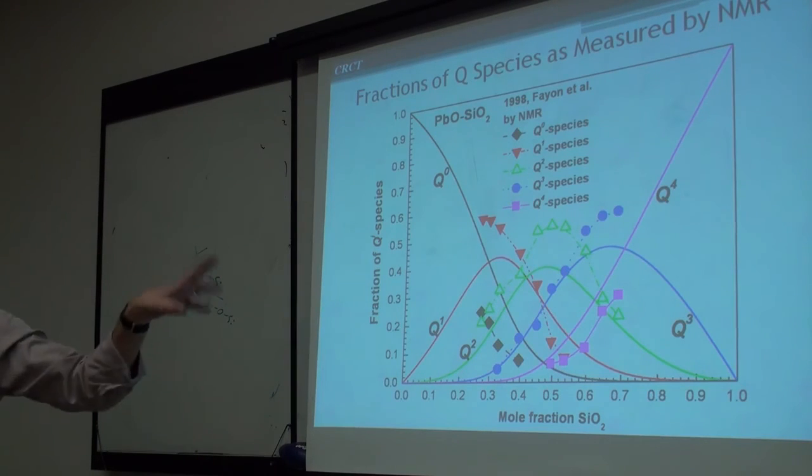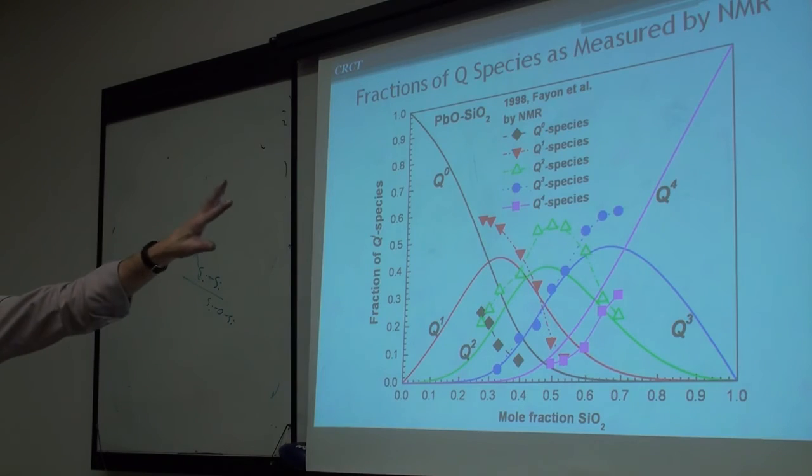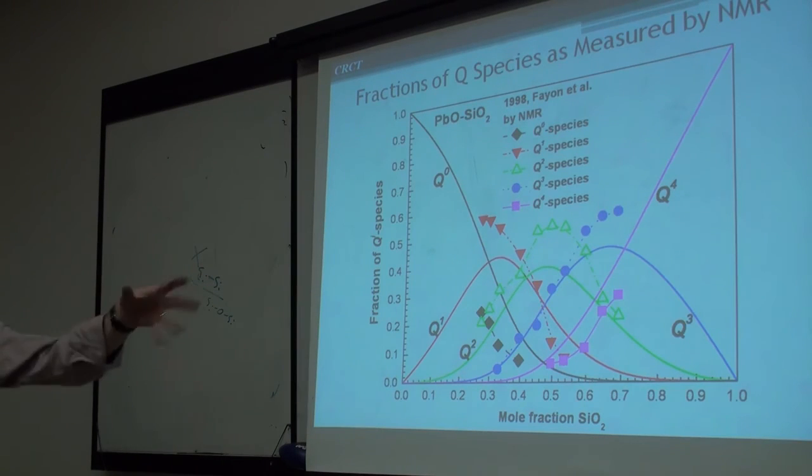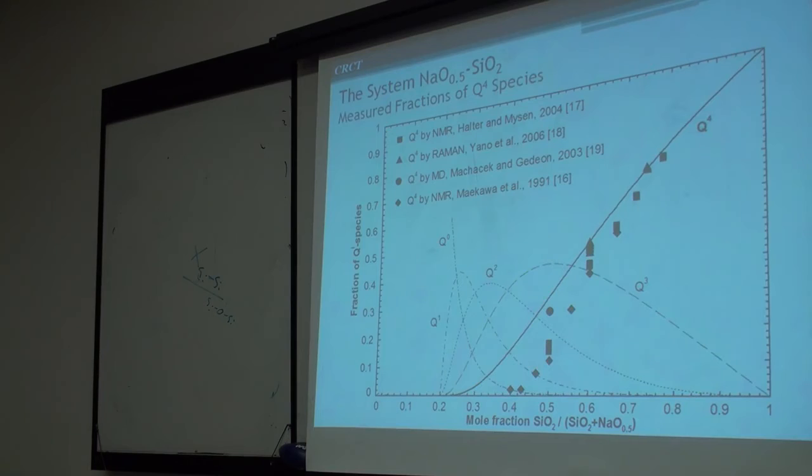So this was calculated after the fact. We did not use these data to do the optimization. I think we could have used these data to help us in the optimization, but we didn't. So this gives us some faith that the quasi-chemical model has some basis in reality. This was the Q4s in the sodium silica system, the NMR results, and this was calculated by us beforehand without using these data. I find we're getting a pretty good fit.